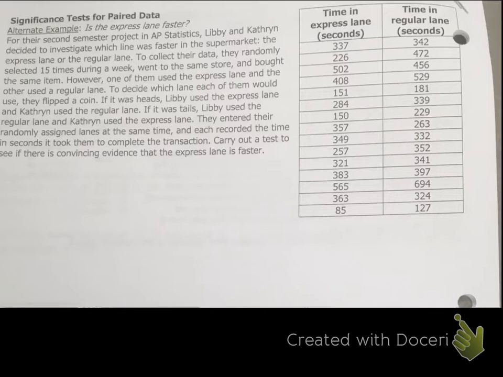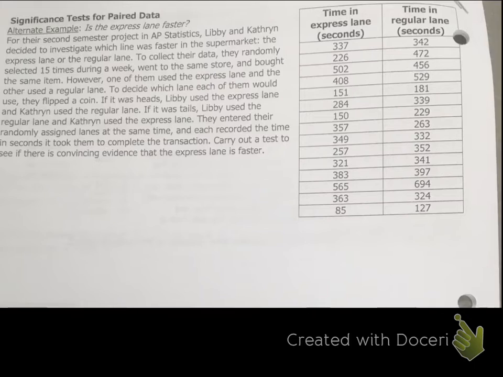For their second semester project in AP Statistics, Libby and Catherine decided to investigate which lane was faster in the supermarket, the express lane or the regular lane. To collect their data, they randomly selected 15 times during a week, went to the same store, and bought the same item. However, one of them used the express lane and the other used the regular lane. To decide which lane each of them would use, they flipped a coin.